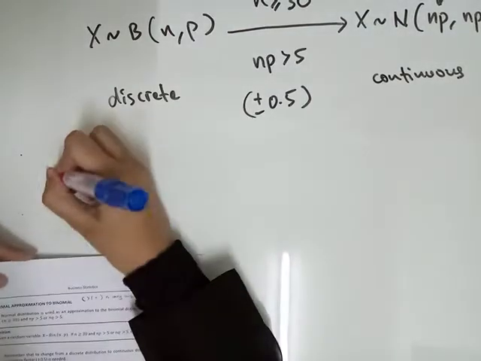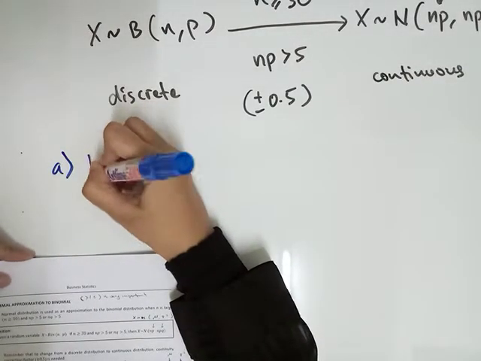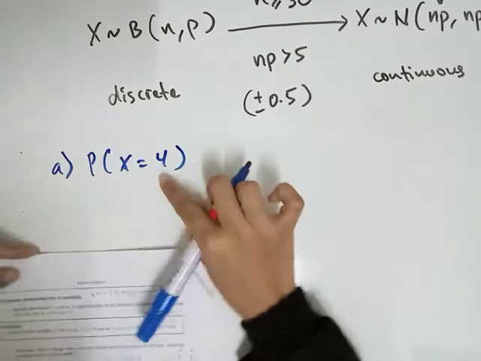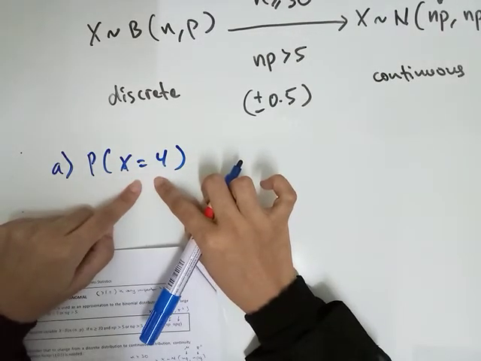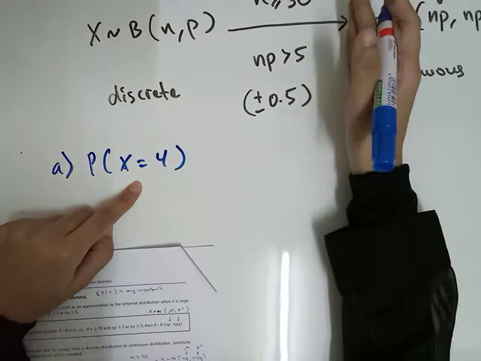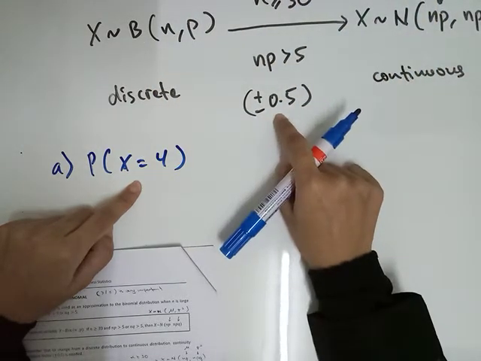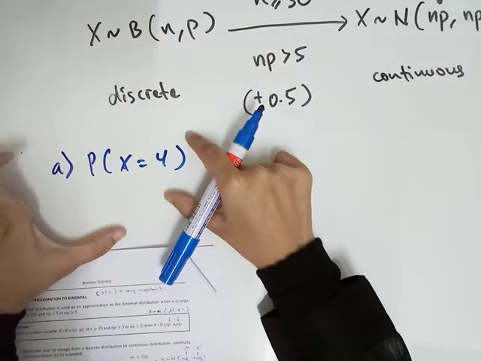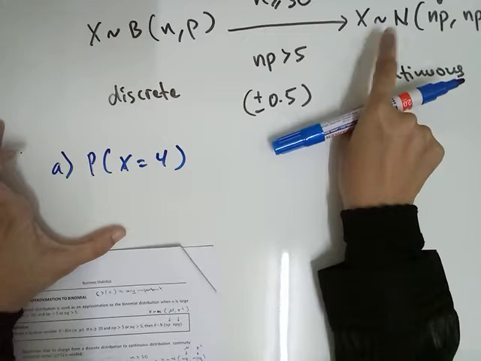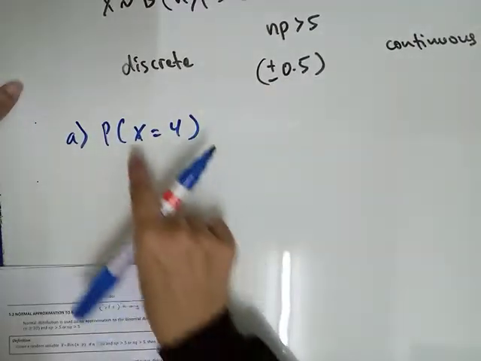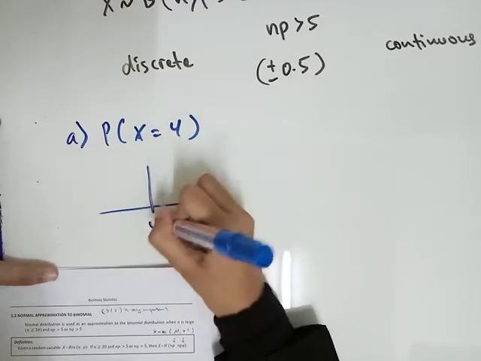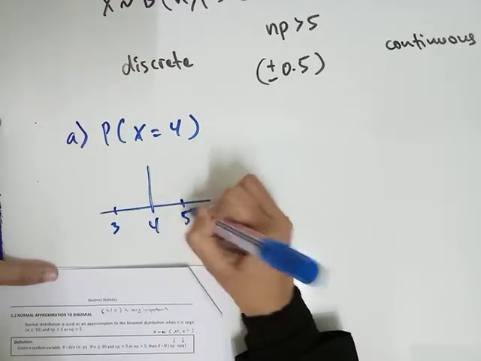Okay, so for A, we need to find the probability when X is equal to 4. Let's say this is a question for binomial. We need to change from binomial to the normal, so we need to do the continuity correction factor. So this is a question from binomial, and then we need to do continuity correction factor to find the probability for normal. So when X equals 4, draw the line. This is 4, this is 3, this is 5.